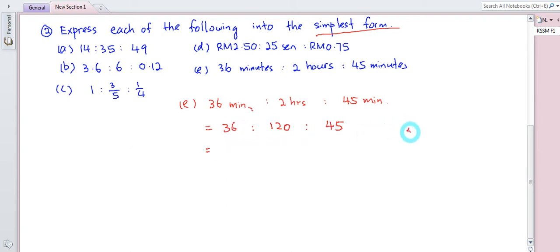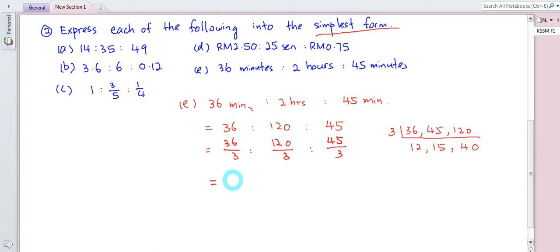Okay, find their HCF. 36, 45, 120. All these numbers can be divided by 3. Okay, so 12, 15, 40. Okay, let me think. Any other common factor? Okay, no more common factors means that the highest common factor for these numbers is 3. Just divide by 3. Here you get 12, here you get 40, 15. Okay, so this will be the answer.